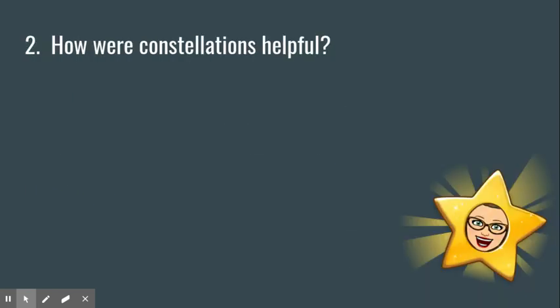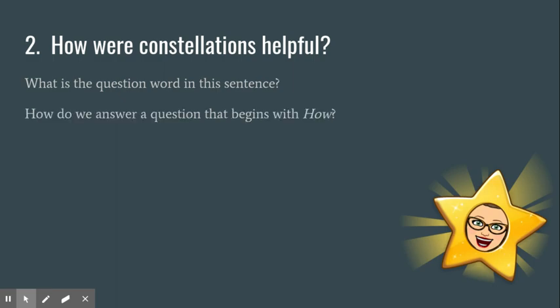Let's try another one. Number 2, how were constellations helpful? What is the question word in this sentence? How do we answer a question that begins with how? Let's try this one without a sentence frame to help. Remember to put part of the question in your answer and provide text evidence from the passage.